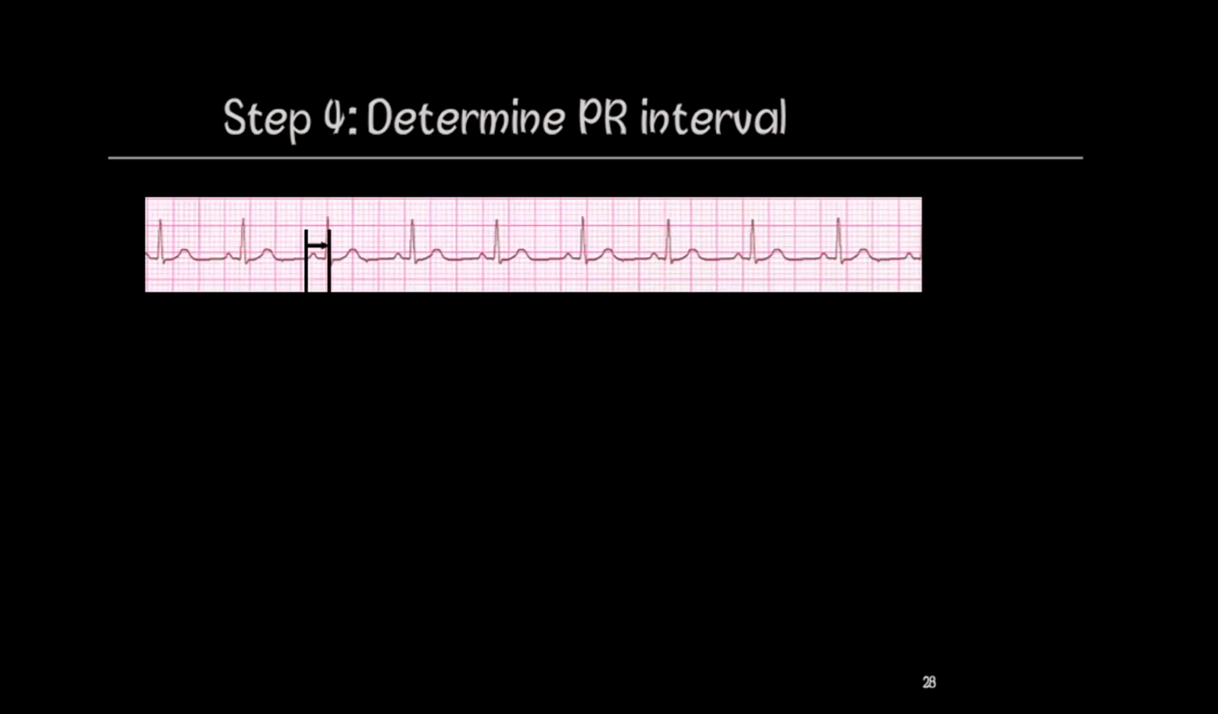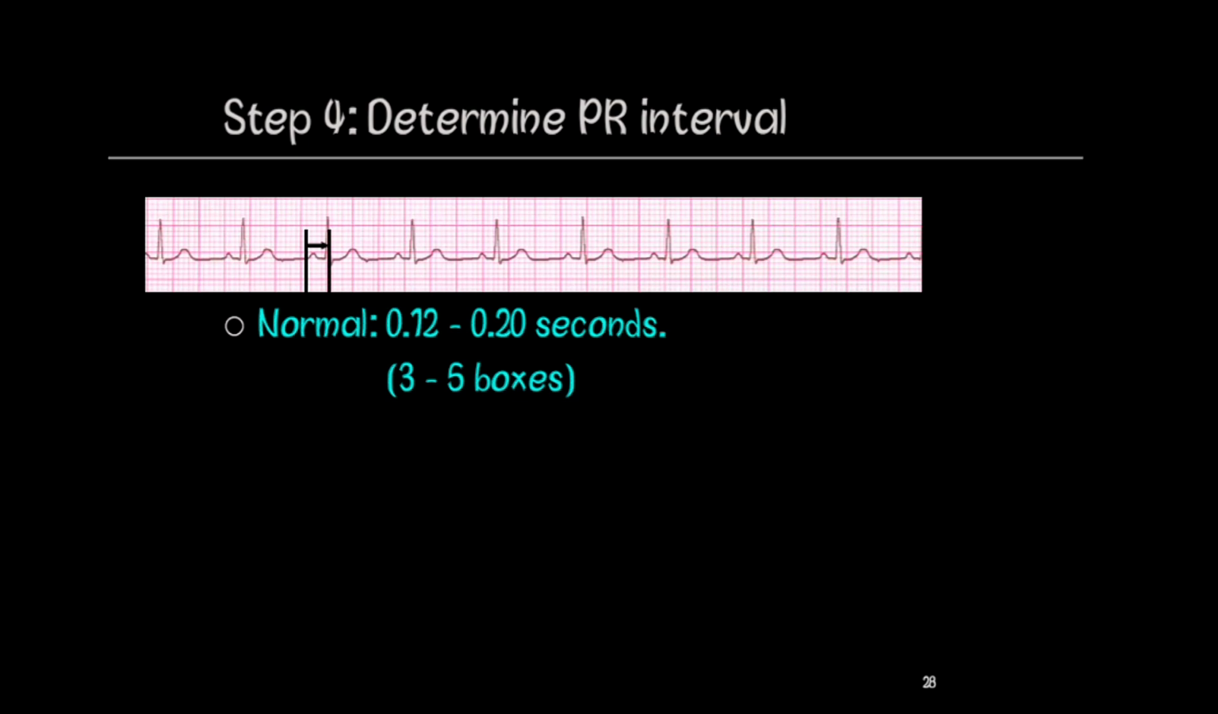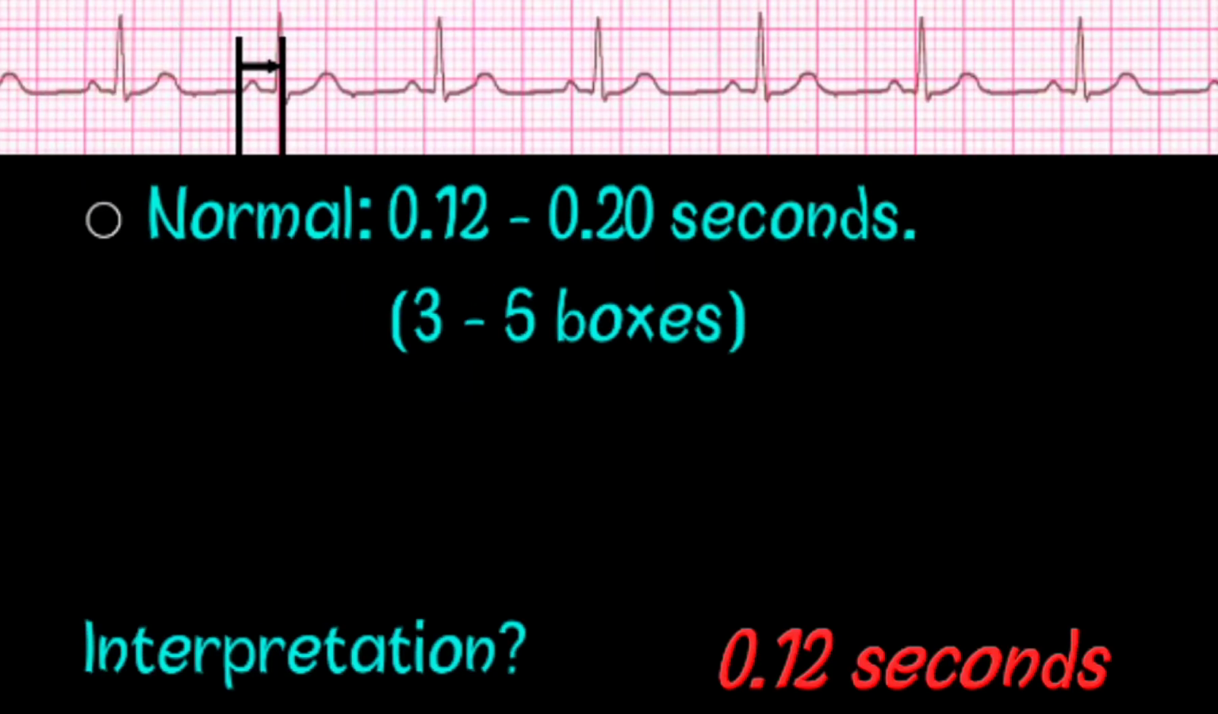Now moving to step number 4, that is to determine the PR interval. Normally the PR interval has a duration of 0.12 to 0.20 seconds, which means 3 to 5 boxes. So now what do you interpret? Yes, you're right, it is a normal PR interval as it has a duration of 0.12 seconds, calculated from the number of boxes, that is 3 boxes.